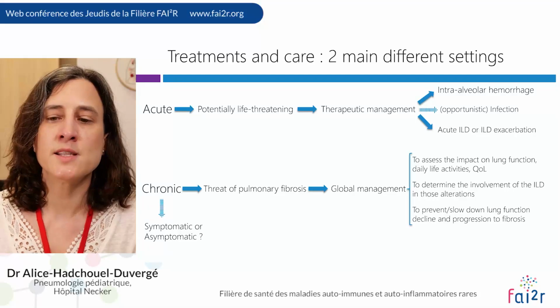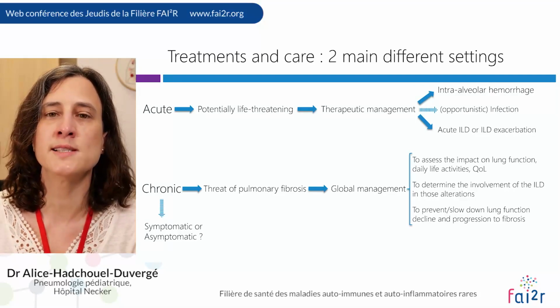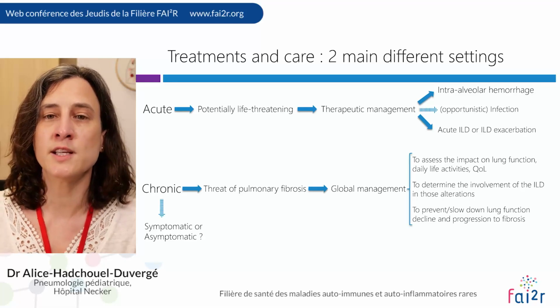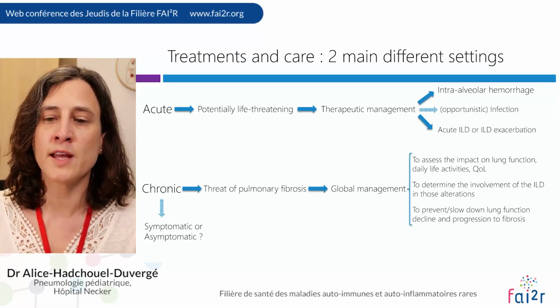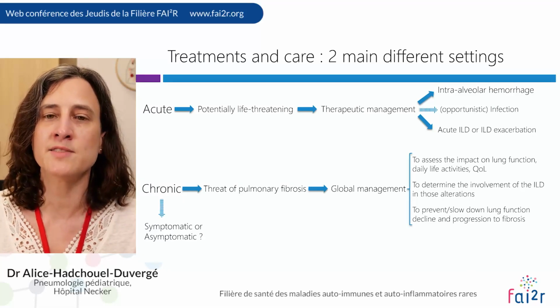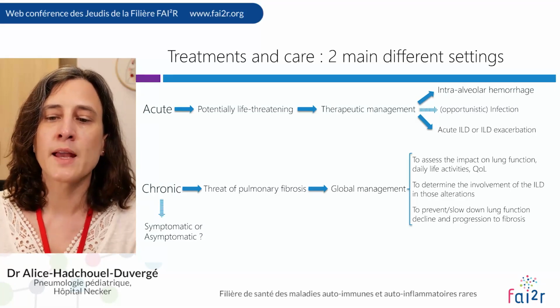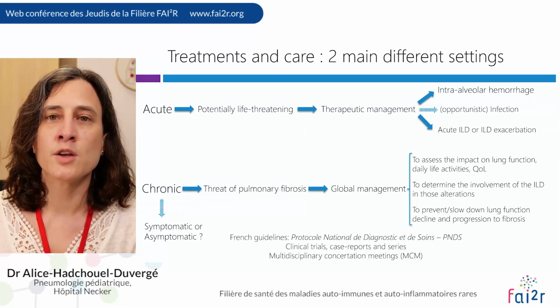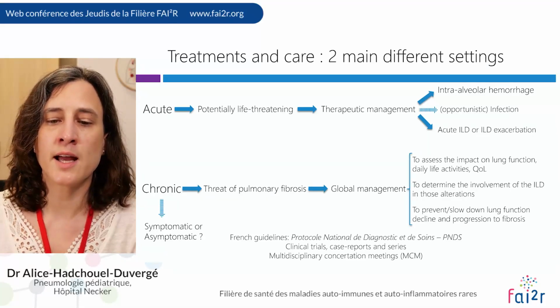The physician needs to assess the impact of the interstitial lung disease on lung function, daily life activities, and quality of life, to determine the involvement of the interstitial lung disease in those alterations, because in connective tissue disease there are other involvements that may have an impact on daily life activity and quality of life, like the muscular or joint involvement, and to prevent and slow down lung function decline and progression to fibrosis. To this aim, we have several supports to rely on: the French guidelines and the international guidelines, and also the multidisciplinary consultation meeting.